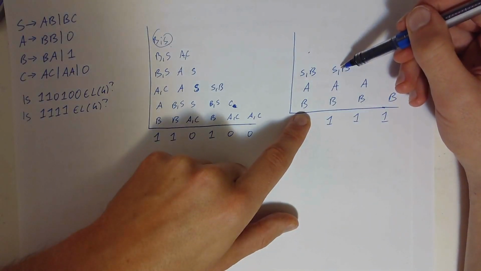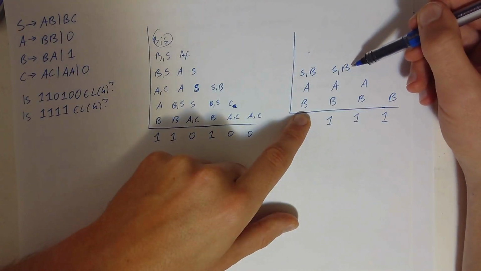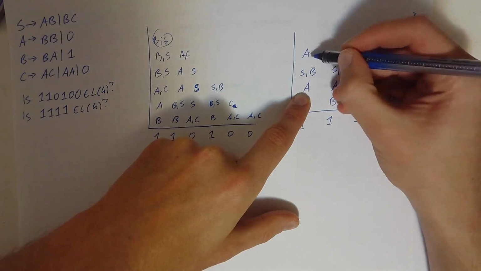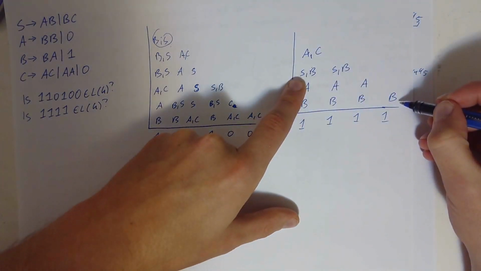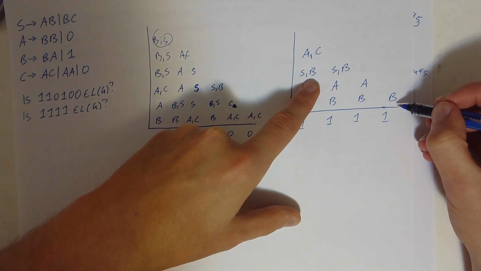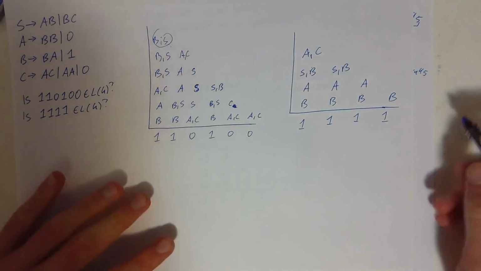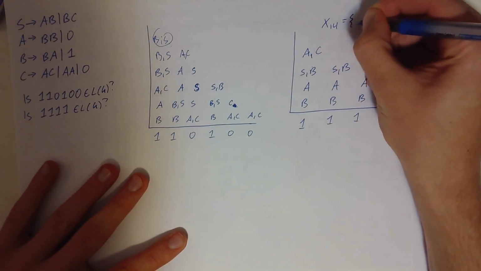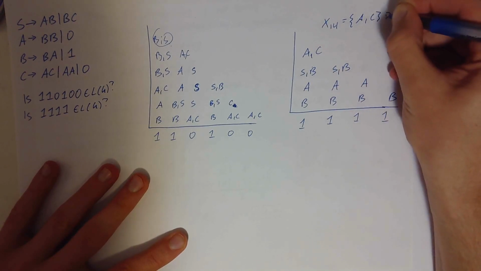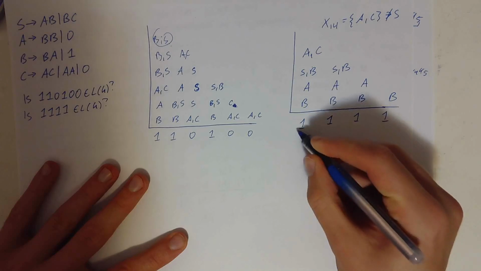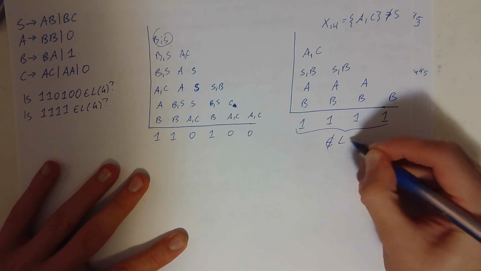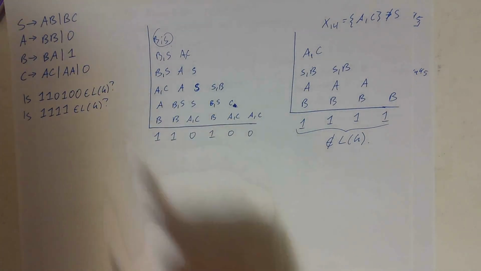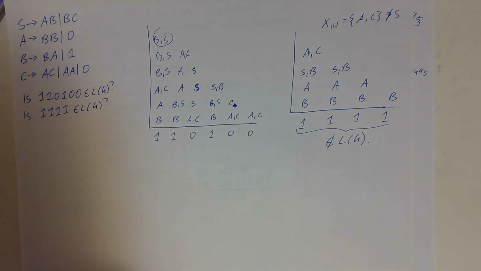What can produce BS? Nothing. What can produce BB? A can. What can produce AA? C can. What can produce SB? Nothing. What can produce BB? A can, but we've already got the A. So the algorithm terminates. The set X14 is A and C, of which S is not a member. That means this string here is not in the language of the grammar. So I recommend that you do these examples again yourself, so that way you've got a good handle of the CYK algorithm.